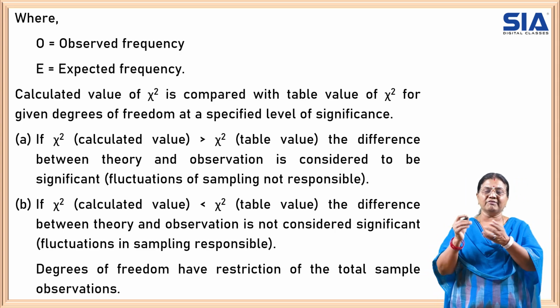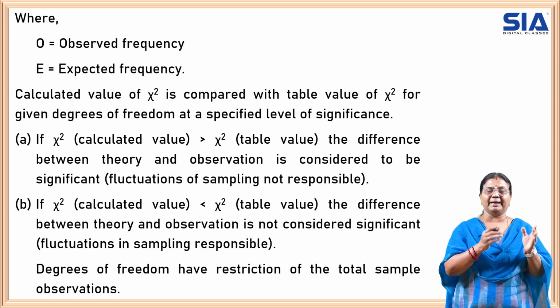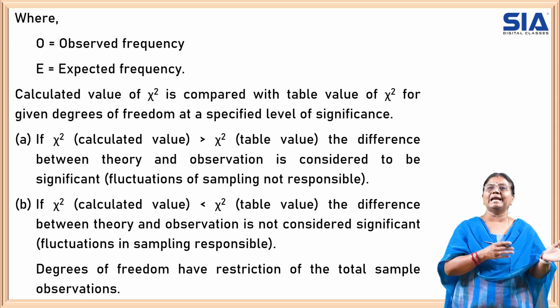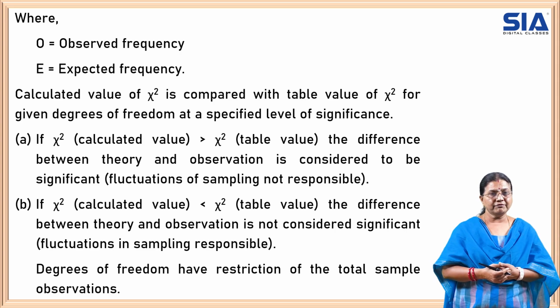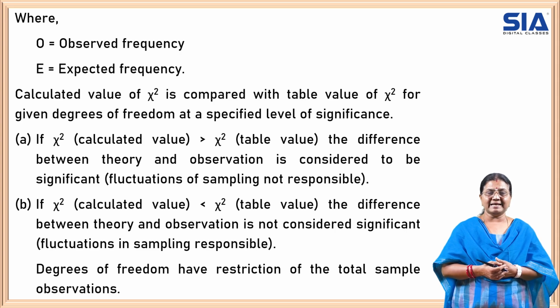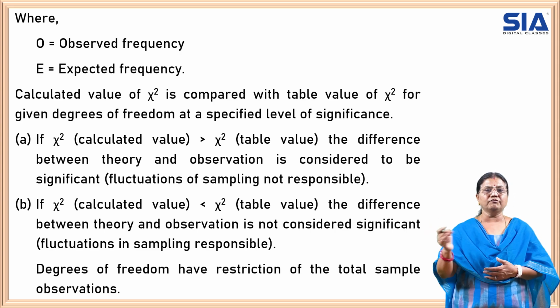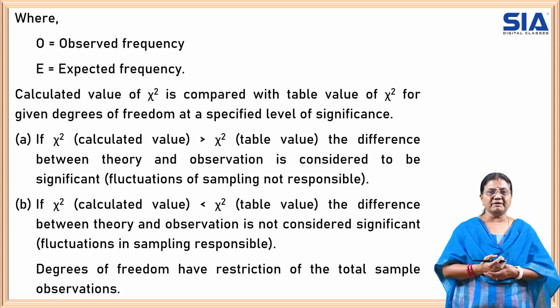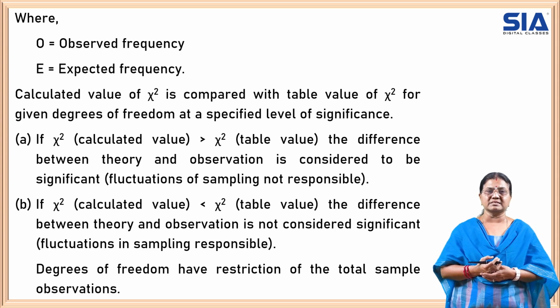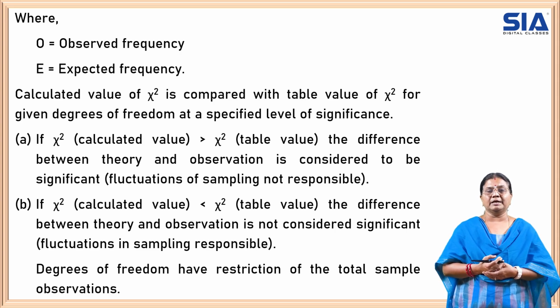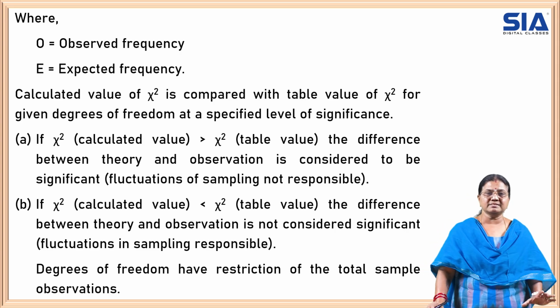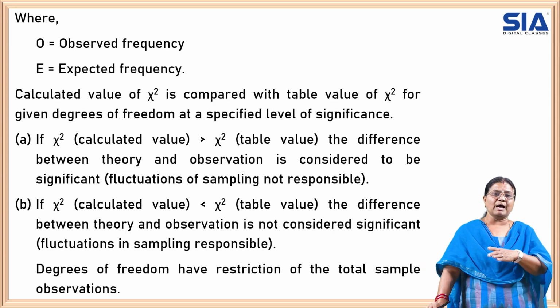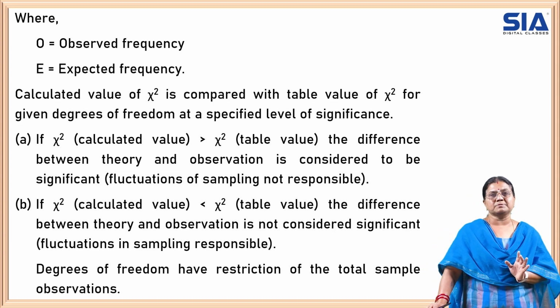So here, whatever value is there, we will try to compare the table value and the calculated value. If the chi-square value, that is the calculated value, is greater than the chi-square value of the table value, the difference between theory and observation is considered to be significant. That means there is a significance. The fluctuations of sampling is not responsible.